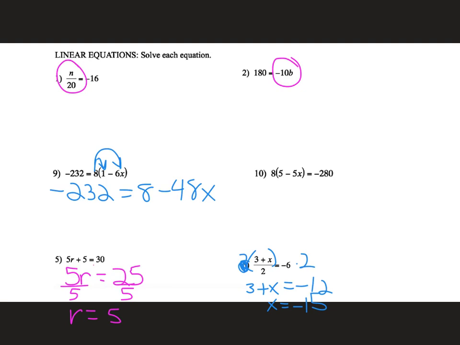So we want to get the 48x by itself, so let's go ahead and subtract 8 from both sides. So you're going to subtract 8 from both sides, so that's going to be -240, and then -48x. And now we just want to divide both sides by -48. And a negative divided by a negative, I'll write that down here. Negative divided by a negative, they cancel out, so you get 5 for x there.